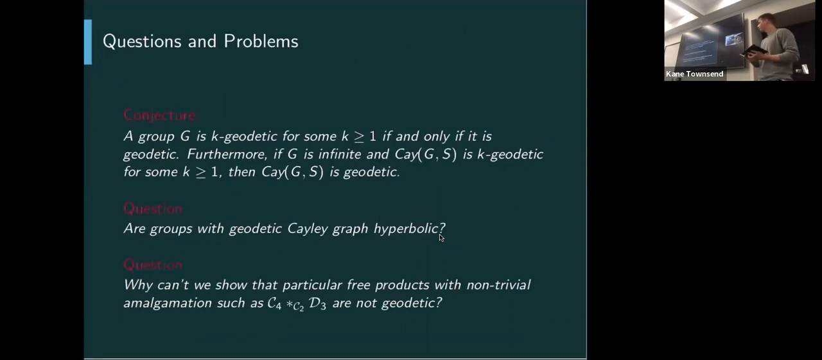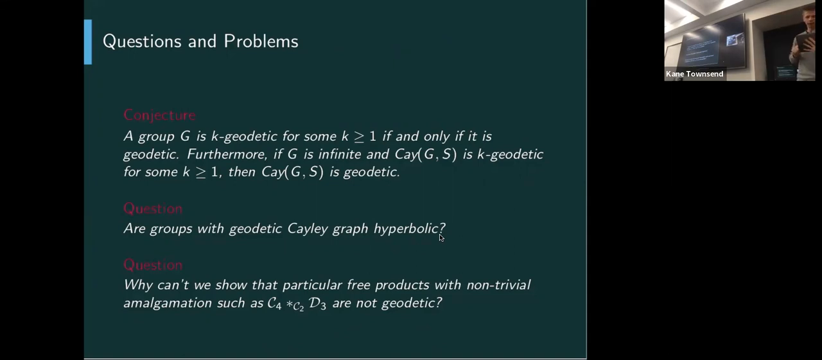And then our other question is, why are these virtually free groups not geodetic? So something like the cyclic group amalgamated with the dihedral group of order 6. We don't know if this is geodetic or not. It seems like there'd be no way to make it geodetic, but we've got no tools or anything to use to disprove it.